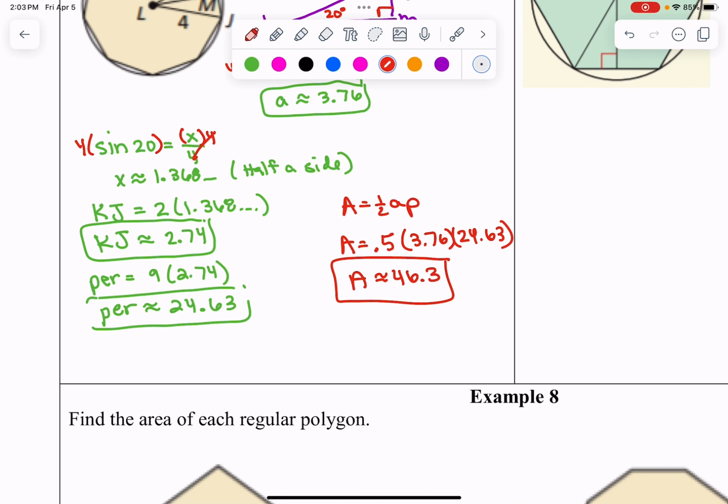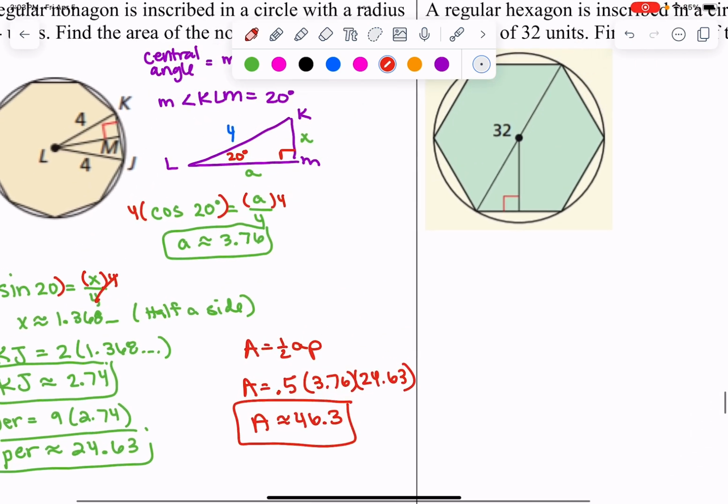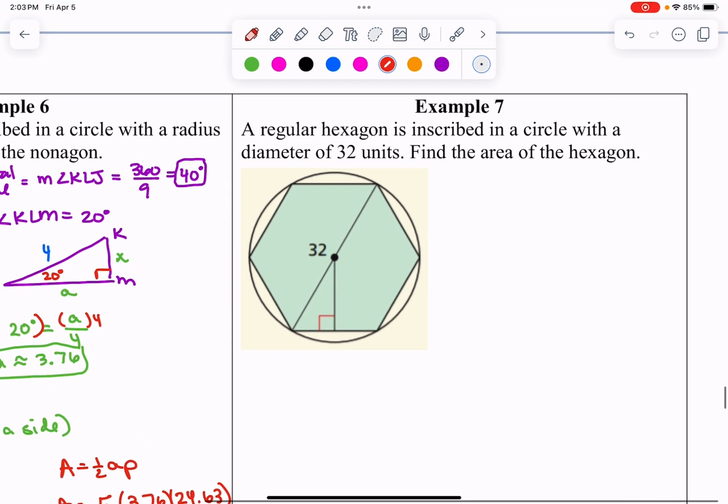Let's take a look at another example. For number 7, now we have a hexagon, which means that we have 6 sides. So my n is equal to 6. And this time they give me the whole diameter is 32. And so if we take 32 and divide that by 2, we can see that our radius length is 16. Just like in the previous problem, if I have the radius length, I need the apothem, A, and I need half of my side, X.